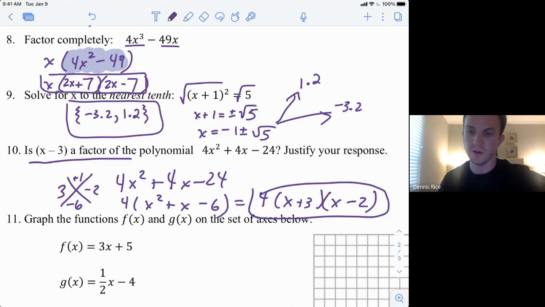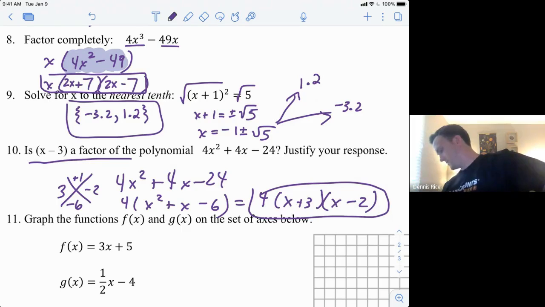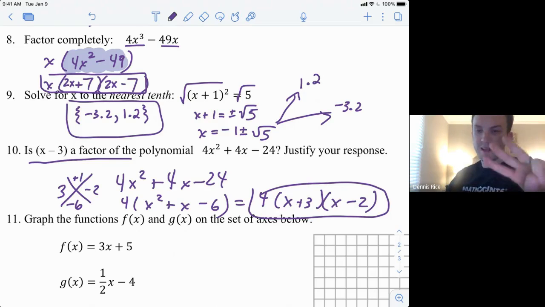So is x minus 3 a factor? This isn't the answer, but is x minus 3 a factor? No, x plus 3 is a factor. Now this is a very clever or creative way you could have answered this as well. If x minus 3 is a factor, that means that 3 is a root. What we did is perfectly fine. The answer is no, it's not. But this is a more creative way of doing it as well.